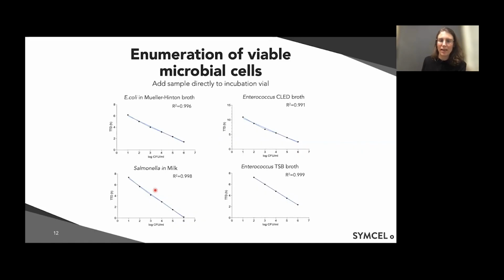And you simply have to add the sample directly to the incubation vial. You can use any strain, any medium, as here is an example of different strains, E. coli, Enterococcus strains, Salmonella, grown in different media, for instance, Müller-Hinton, broth, but also milk. What you need is a standard curve for the strain and the specific medium, and then you can have a very fast detection of the cells and a fast answer how many viable cells were in the original sample.